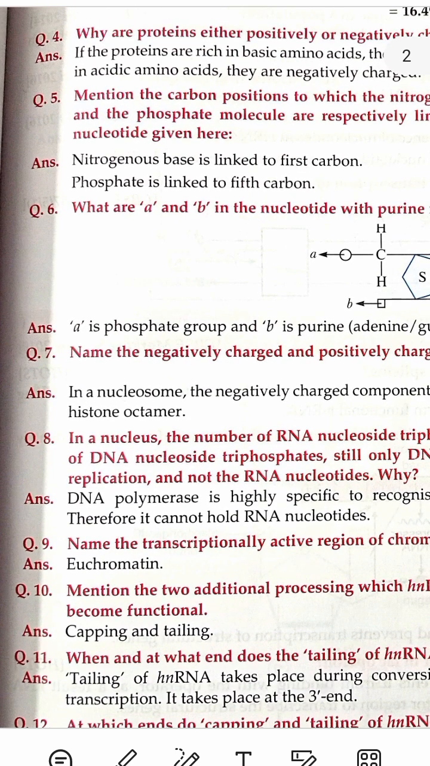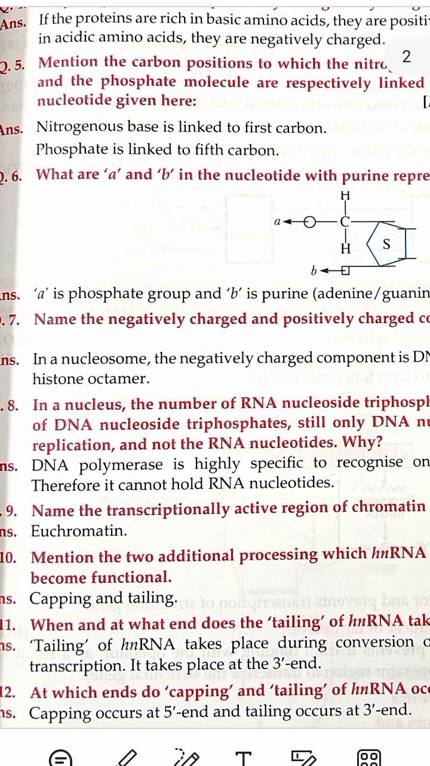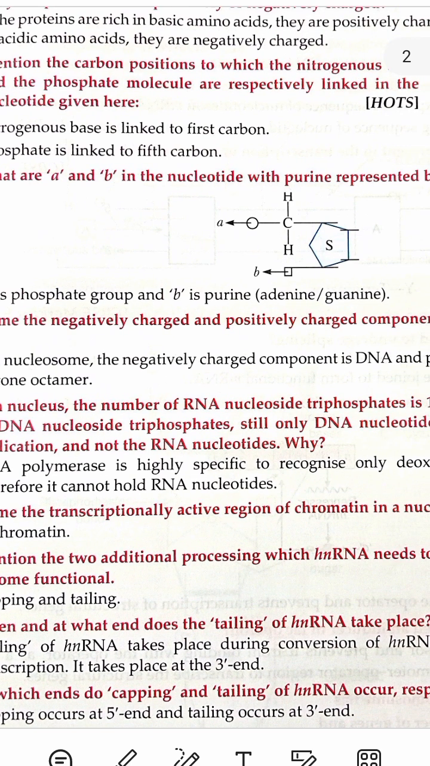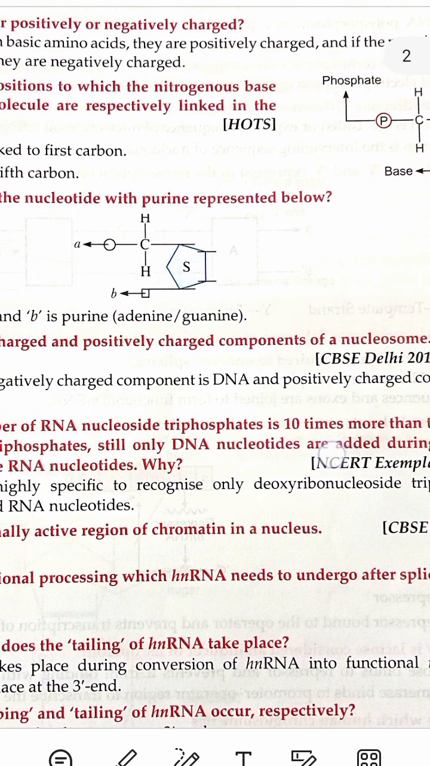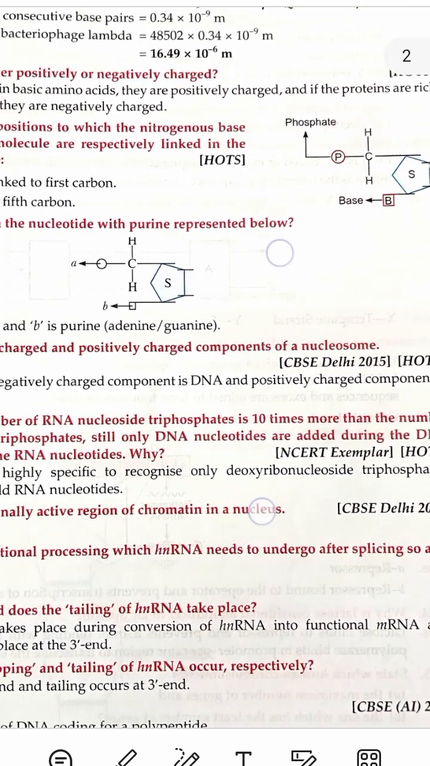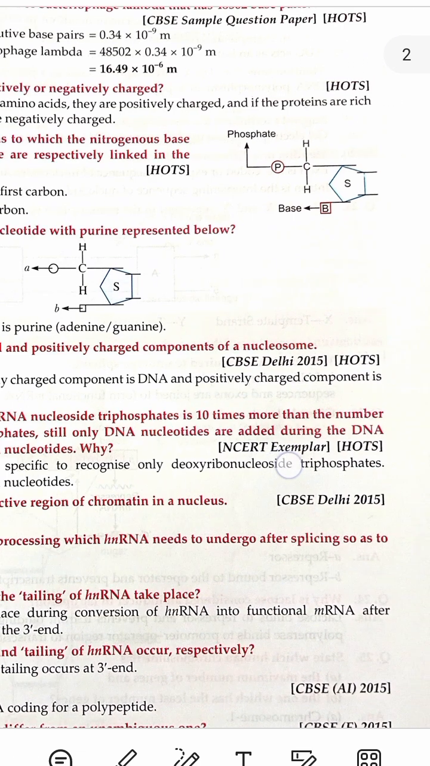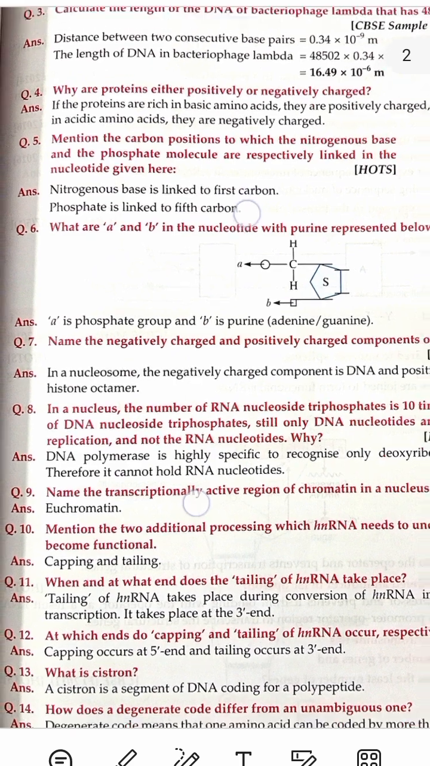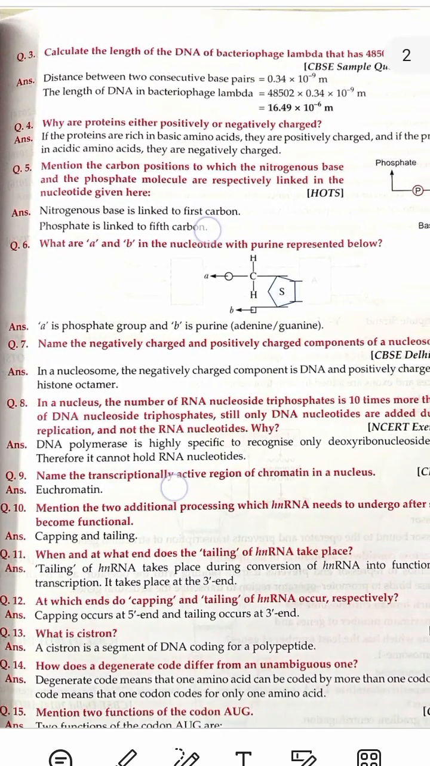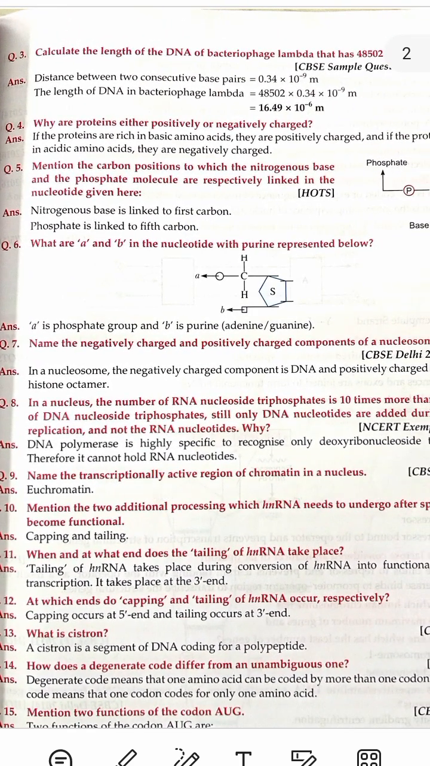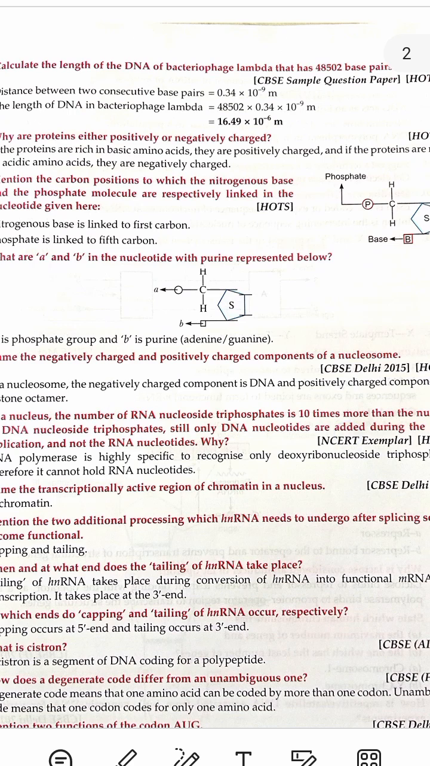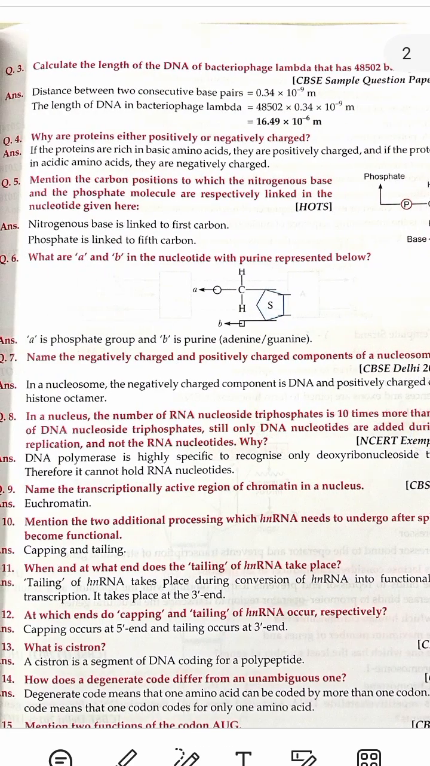Okay, now next question number 7. Name the negatively charged and positively charged components of nucleosome. This is a previous year question of CBSE Delhi 2015. So very simple. In nucleosome, the negatively charged component is DNA and the positively charged component is histone octamer.